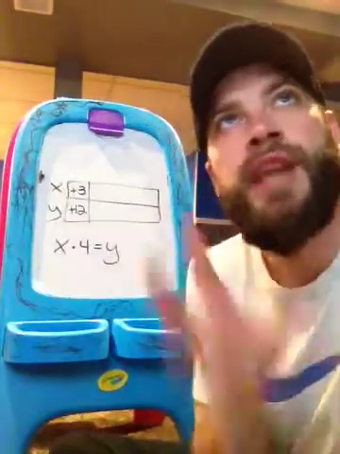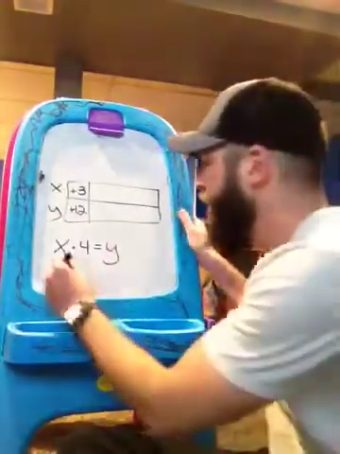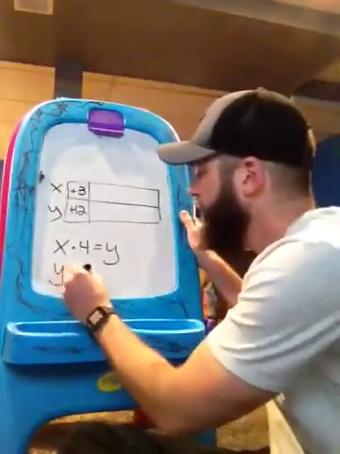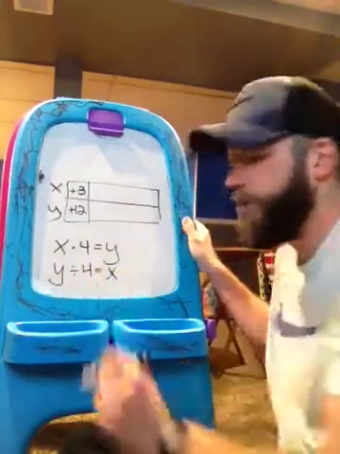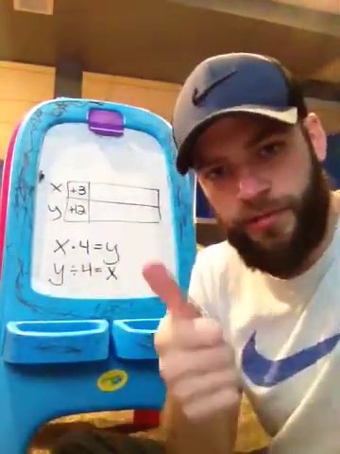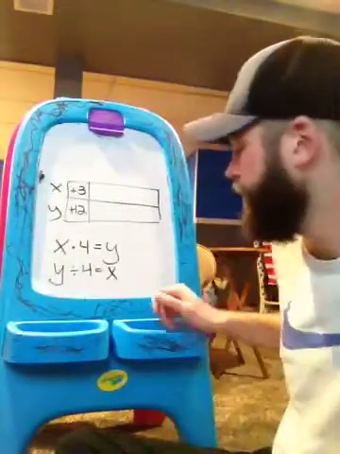And you could also do the opposite. You could say the bottom number divided by 4 equals the top number. Any of those work. Cool? Great. Wonderful.